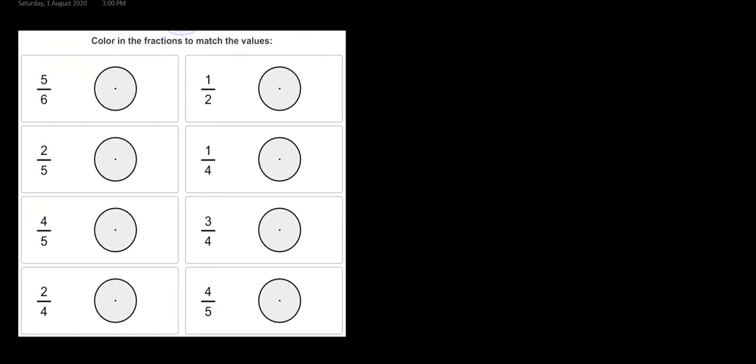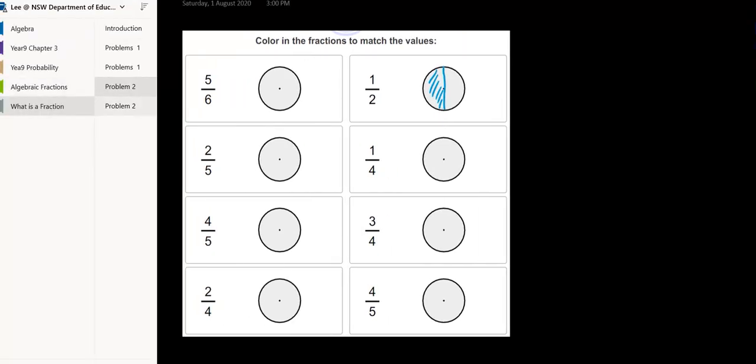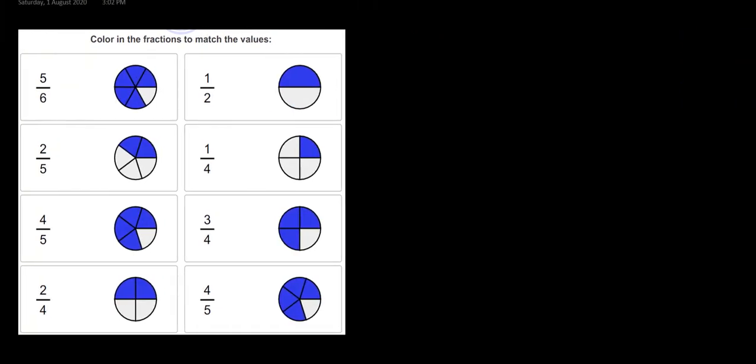Okay, so I would like you to pause the video and color in the circles to represent the fractions to the left. I will do an example. Let's do half. So there are two parts of this shape which make a whole, and I need to shade one of them. Okay, pause the video and off you go. Okay, so hopefully you've done that now. Let's look at the answers.